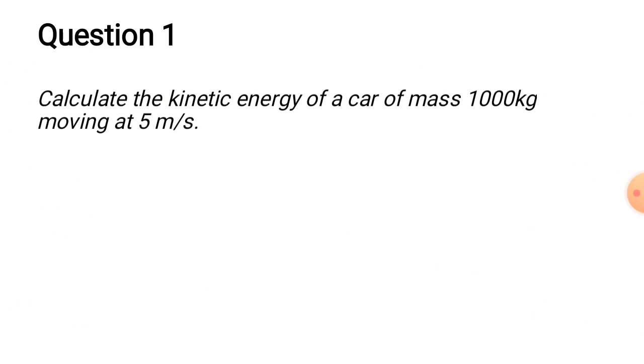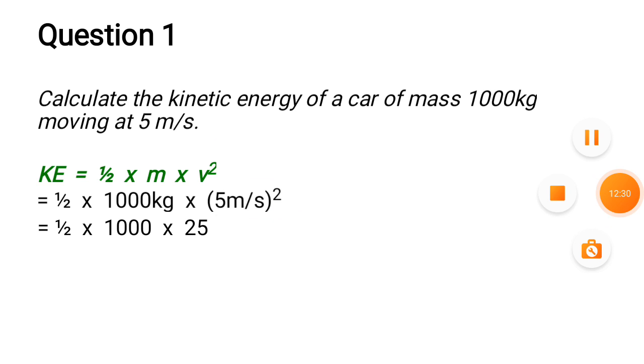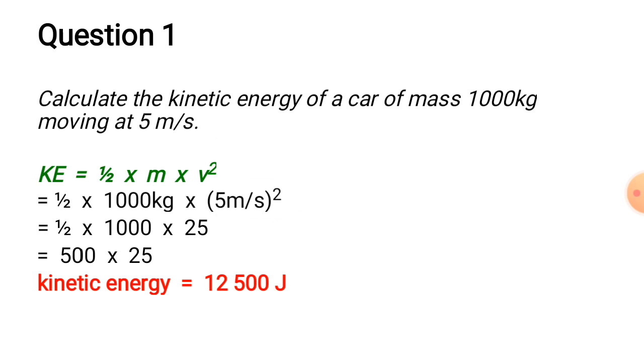Okay, let's move on to our first question based on kinetic energy. The question says, calculate the kinetic energy of a car of mass 1000 kg moving at 5 meter per second. So you have to apply the same formula, half into m into v square. What is mass here? Mass is this 1000 kg. You need to substitute this here. And what is your speed? Your speed is 5 meters per second. So substitute the value here, simplify, and you get the final answer. Your final answer is 12,500 joules.